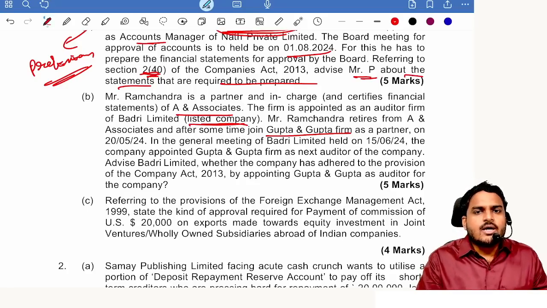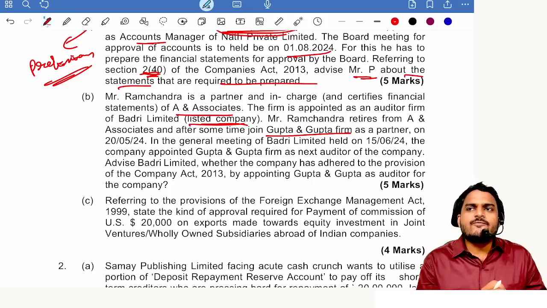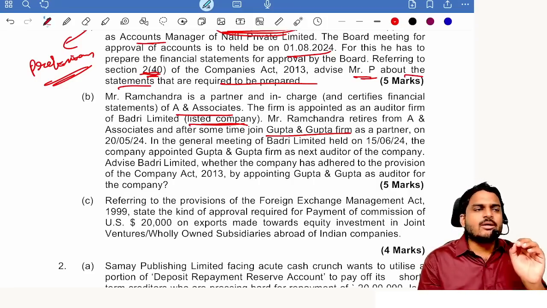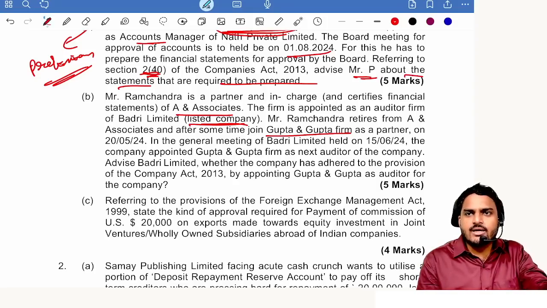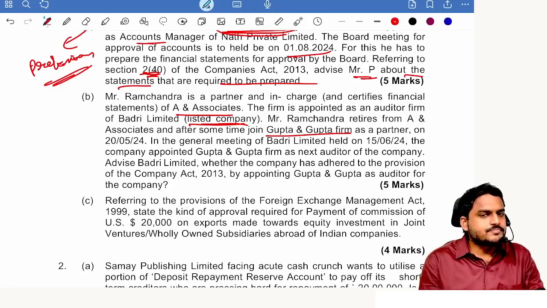On 20th May 24, in the general meeting of Badri Limited held on 15th June 24, the company appointed Gupta and Gupta firm as next auditor to the company. Tell me whether the appointment is valid or invalid. There should be no connection between the incoming firm and the outgoing firm. Even if they operate under common networks, common owner, common brand, and the retiring partner resigned from that firm and was admitted in a new firm, that new firm is also said to be disqualified.